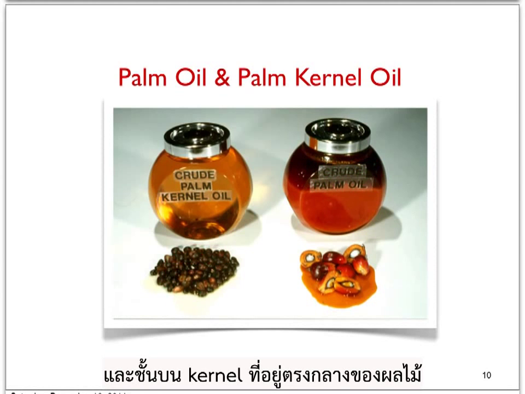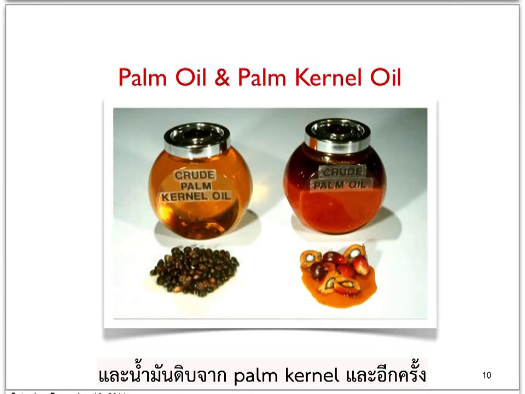and the upper layer is basically the oil. And the kernel, the middle part of the fruit bunch, this is how it looks. Actually the shell is very hard. We have to break the shell to get to the white flesh, and we can extract the oil from the kernel to get the crude palm kernel oil.